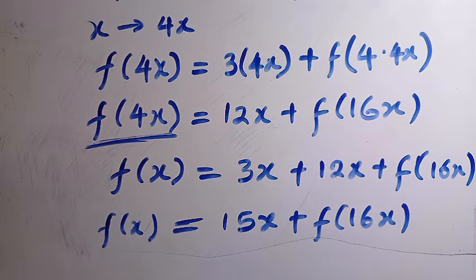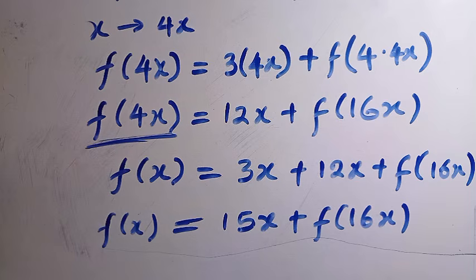Looking at the differences between the first and the second f of x, the first one is carrying 3x and the second one is carrying 12x. And while the first function is f of 4x, the second one is carrying f of 16x. This is just like multiples of 3 and multiples of 4. But we cannot conclude. Let's try to verify again.